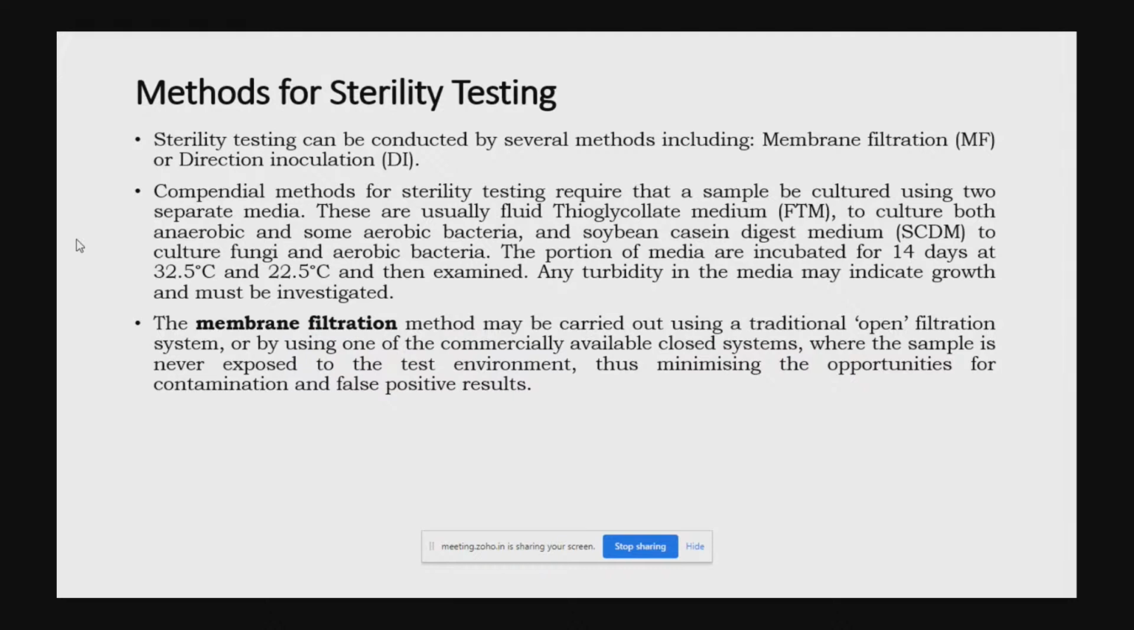We can filter out the product. We fill the canister using SCDM and FTM, and in that way we perform the sterility. Once we fill the canister with FTM or SCDM, or transfer the membrane, half of the membrane in SCDM or FTM, after completion of this activity, we incubate the SCDM tube at 20-25 for 14 days and FTM at 30-35 for 14 days. Why do we give 14 days, the maximum time, for the sterility test?